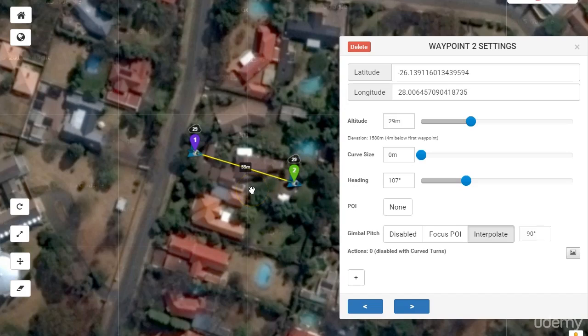So what that means is that when the Phantom flies from 1 to 2, it will equally and evenly use the gimbal controller to pitch downwards, starting at 0 and going to -90, such that it's equally spaced. You're not going to see speeding up or slowing down.